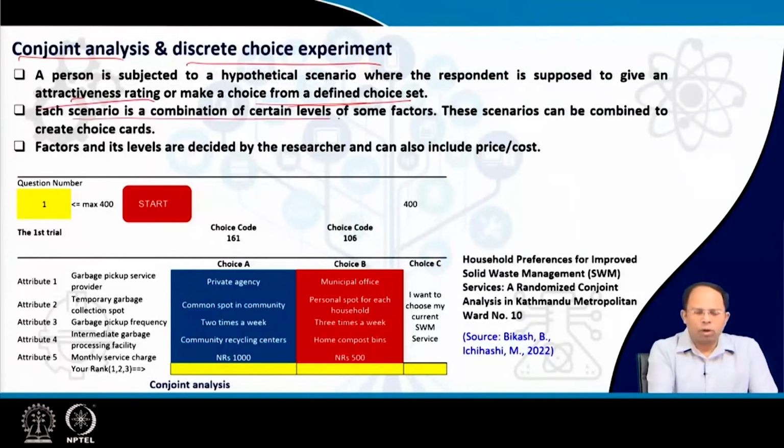Each scenario is a combination of certain levels of factors. These scenarios can be combined to create choice cards. So I will explain that with this example. For example, in this particular paper, Household Preferences for Improved Solid Waste Management Services, it's a conjoint analysis in Kathmandu Municipal Corporation, right? So Kathmandu Metropolitan Area, Ward number 10. So if you see, they are talking about household preferences for improved solid waste management.